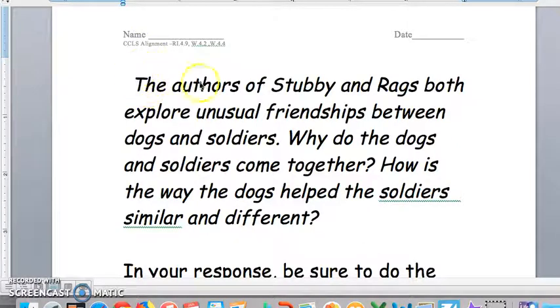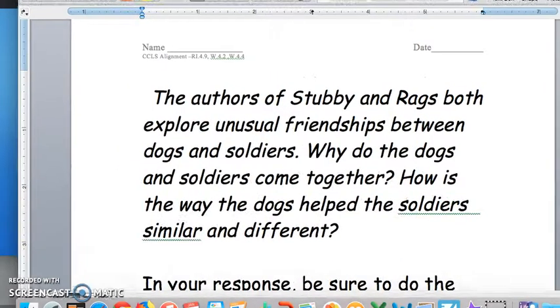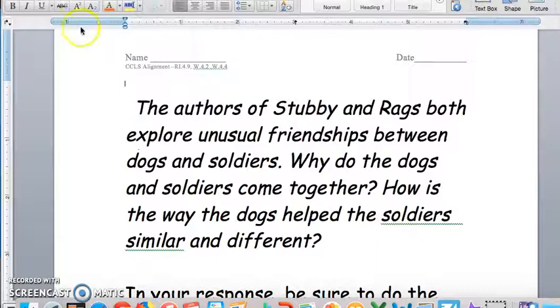Alrighty, so I'm looking at the prompt, and the prompt says the authors of Stubby and Rags. So already from the very beginning, we are starting to find out the names of the text. So I'm going to go ahead and highlight. First, I'm going to focus on Stubby. And now I know that the second text is about Rags. Okay, so let's see what else.